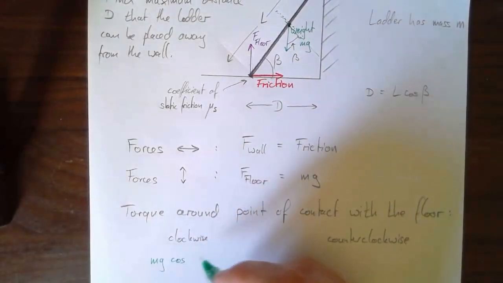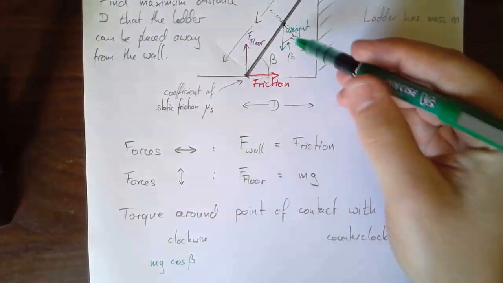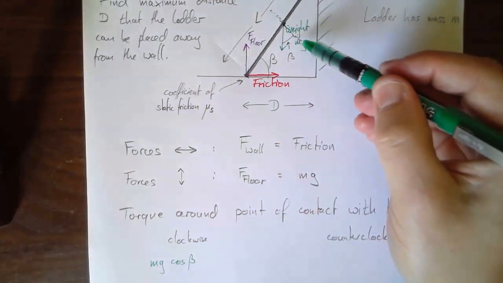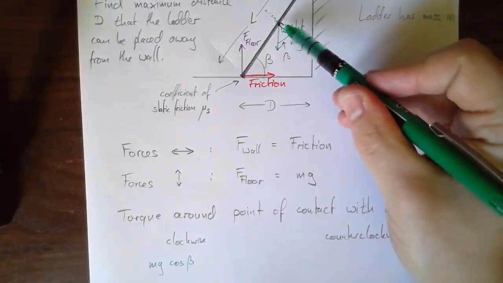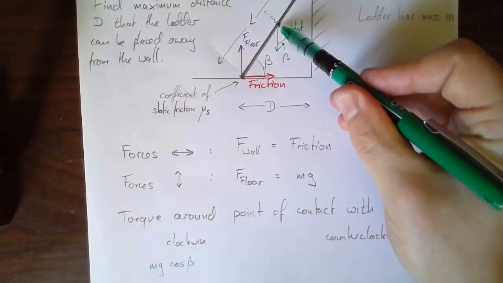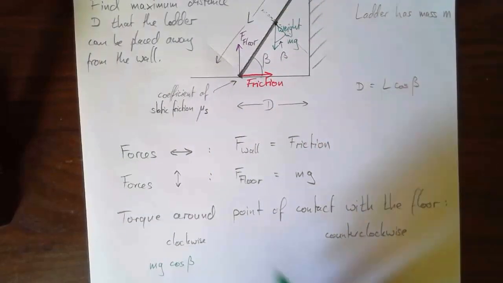If you're not sure about this, if this sounded all a bit strange to you, pause the video right here and make sure you understand why I'm taking the cosine of beta and not, say, the sine. Where is this force acting? Well, the distance from the pivot point is L over 2 because the weight acts bang in the middle.